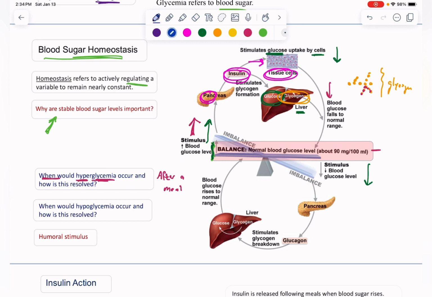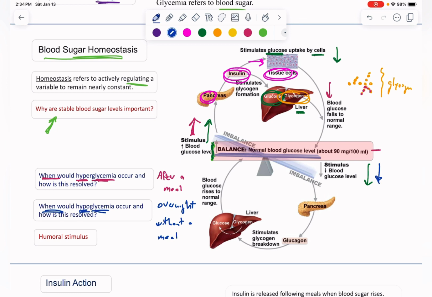What about the opposite of that, when blood sugar levels are too low? When blood sugar levels are too low, we call that hypoglycemia, hypo meaning low. First of all, when would hypoglycemia occur? Well, hypoglycemia would occur if you haven't eaten for a while, maybe overnight or just without a meal for an extended period of time. Okay, that is when hypoglycemia would occur.